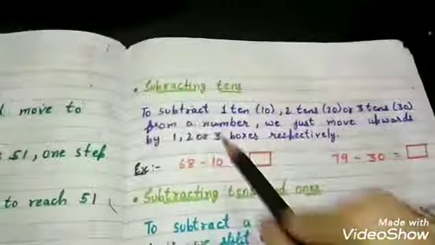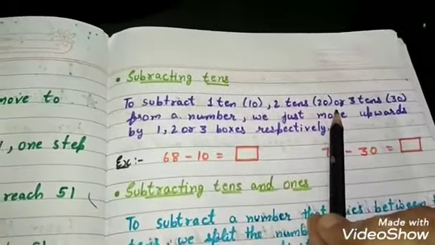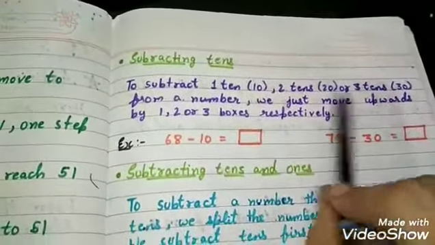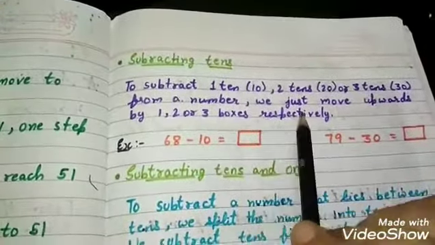Next subtopic is subtracting tens. To subtract 1 ten, that is 10, 2 tens, that is 20, or 3 tens, that is 30, from a number, we just move upwards by 1, 2 or 3 boxes respectively. Do you remember, students? In addition, suppose we have to add 40 plus 10, we have moved downwards, right? But in subtraction, we have to move upwards, right?